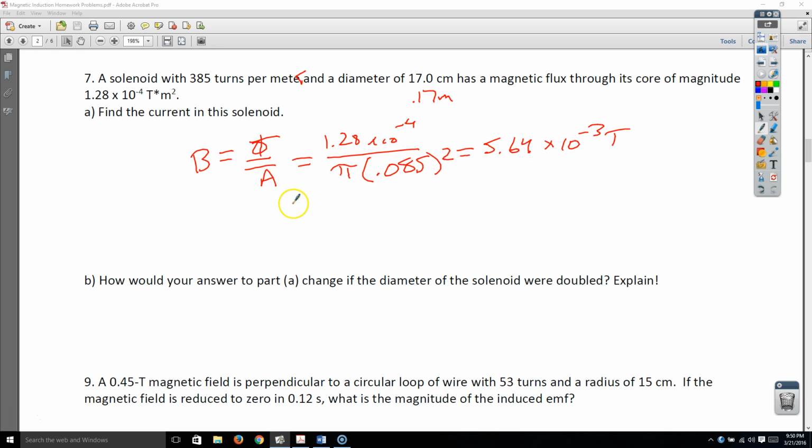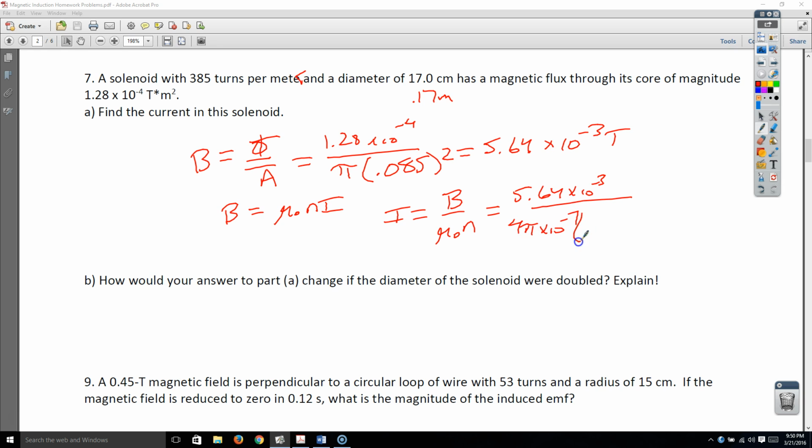So now they want us to find the current. So we can do that using B is equal to mu O times N times I. I here then is equal to B over mu O times N. So we have 5.64 times 10 to the negative third. Then we need to divide that by mu O, which is 4 pi times 10 to the negative seventh, and then make that times the number of turns per meter, which is 385. And so our current here is 11.7 amps.